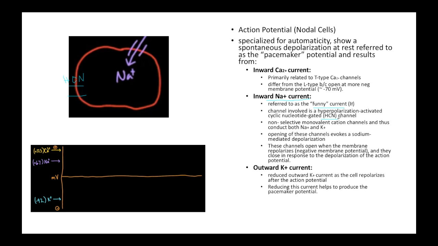It's long, too hard to remember. HCN channel, much easier. This is a non-selective monovalent cation channel. So it conducts for both sodium and potassium. So you have a mixed current of sodium as well as potassium coming into the cell. Now that's weird because potassium is coming in. A little different than what we've seen before.